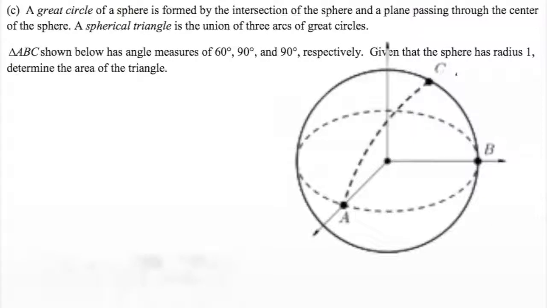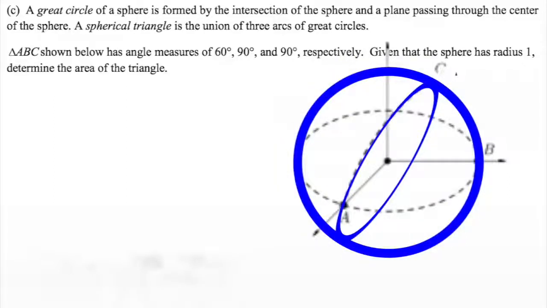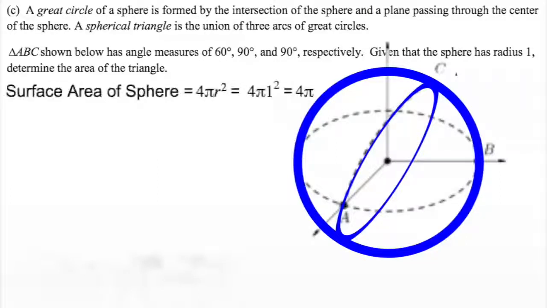Now we have a sphere, and we need to find the area of the triangle on the surface of it. So if you draw a great circle, including the point with the angle of 60 degrees, then by symmetry, the other 2 points of 90 degrees must lie on the great circle that is perpendicular to it, kind of splitting the sphere into half. Now, we know the surface area of the sphere is 4 pi.